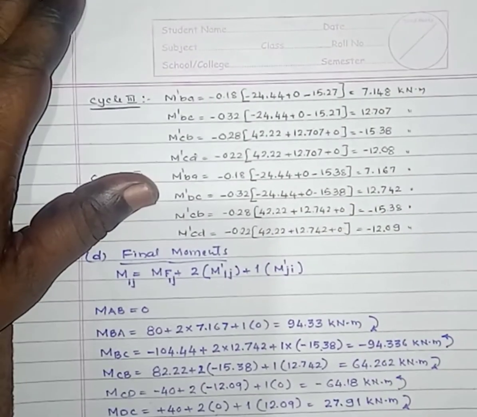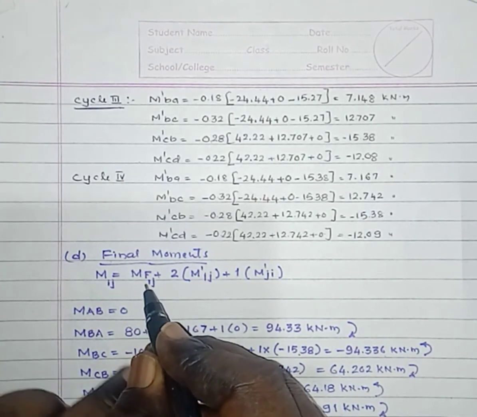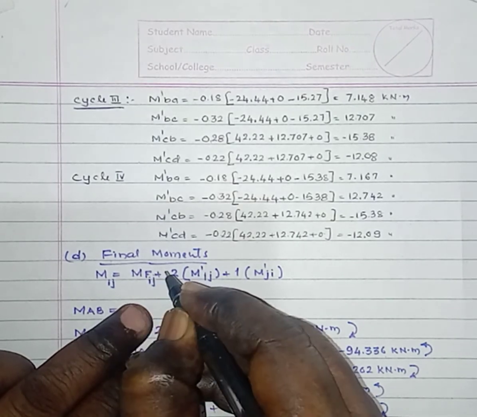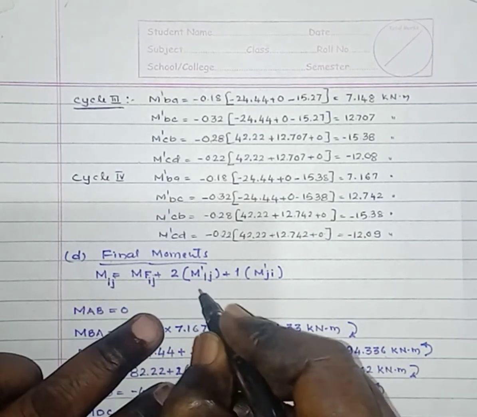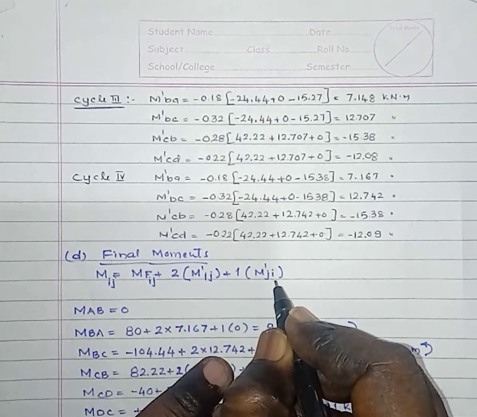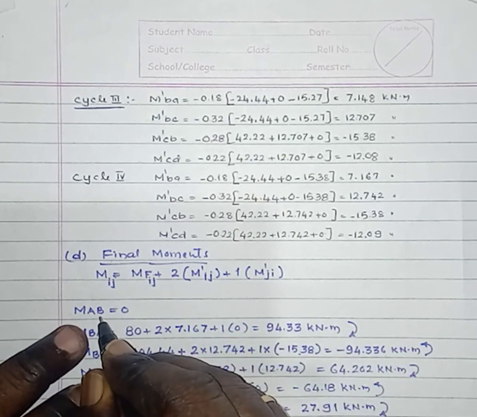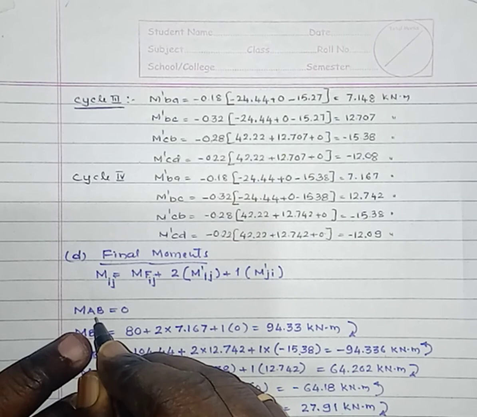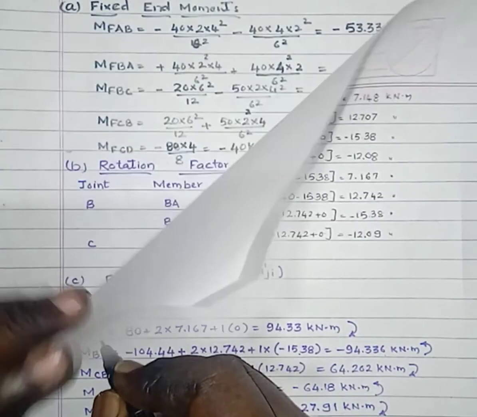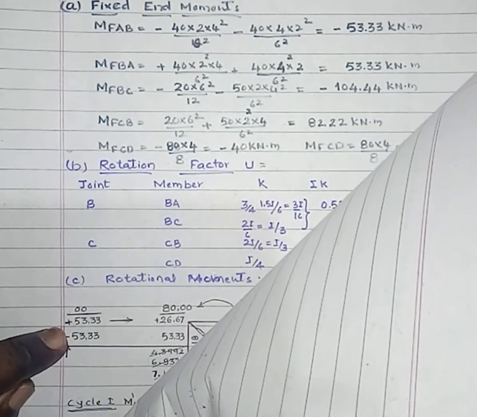The final moments are given by Mij equals Mfij, that is fixed end moment, plus 2 times the near end rotational moment plus 1 times the far end rotational moment. Here already we have calculated the moment AB, MAB equals 0, since we have considered this end as the fixed end, and by balancing that moment we have calculated that as 0.